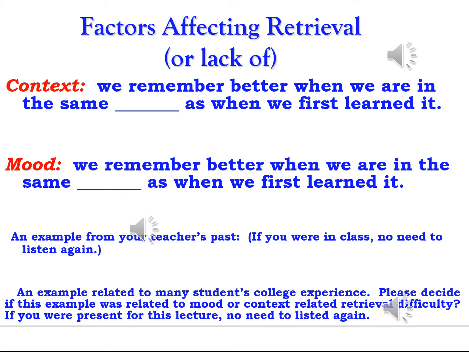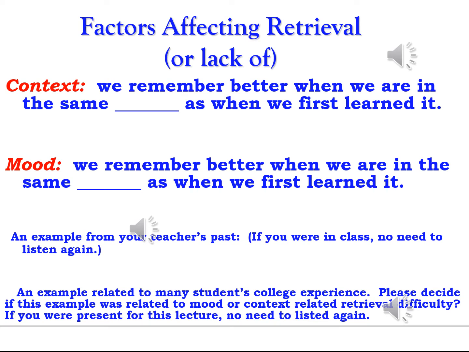Retrieval has been well studied, and we know that certain factors can either facilitate it or inhibit it. Let's consider the two factors of context and mood. We know that context has a strong effect. We remember better when we are in the same situation as when we first learned the information. Similarly for mood, we remember when we're in the same mood as when we first learned it.